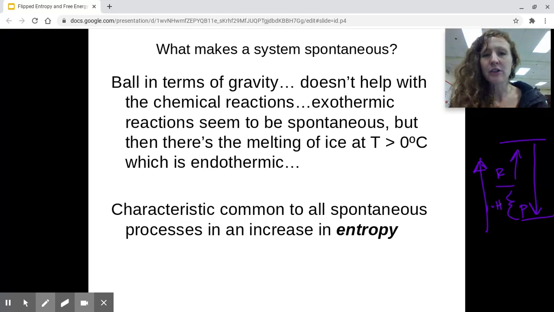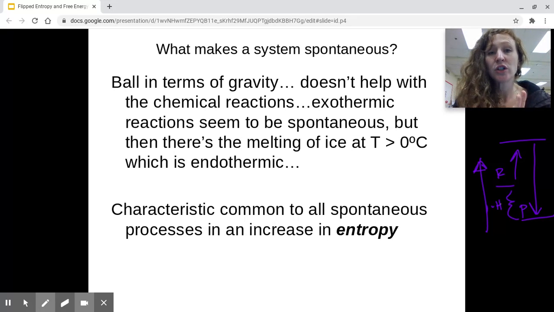So enthalpy seems to play a part in spontaneity, but it doesn't determine spontaneity by itself. So we need to look at a couple different factors. So put enthalpy on the back burner. It's going to play a part. We need to understand it. We need to understand its role in spontaneous processes.